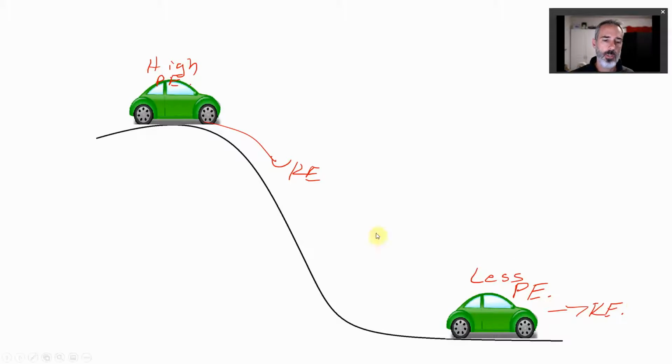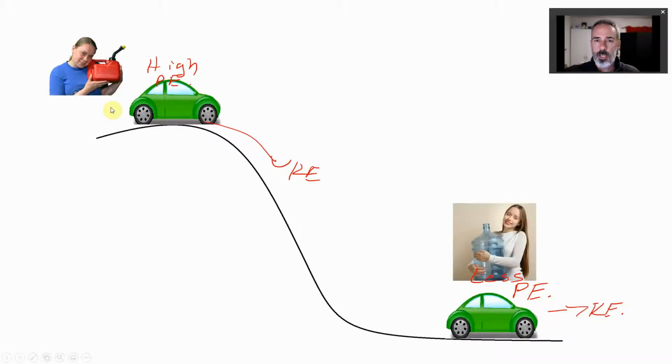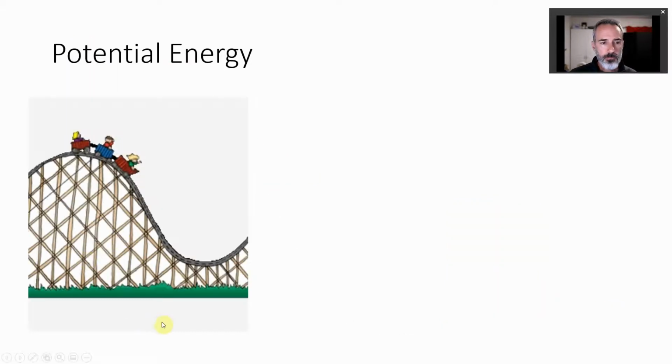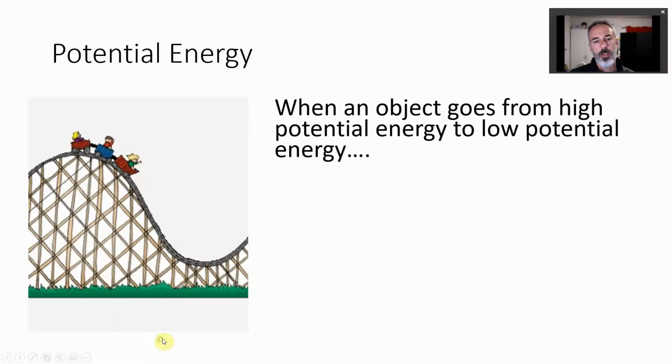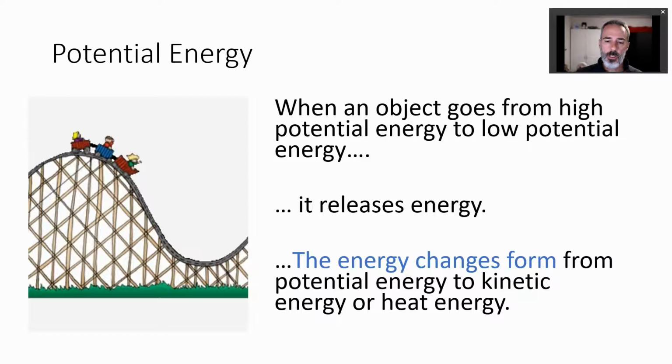Same thing goes with chemicals, right? The gasoline has a lot of potential energy stored in the bonds, and the water doesn't have very much at all. So it does relate to the roller coaster idea. It's the same thing. When an object goes from high potential energy to low potential energy, it releases that energy. But the thing that we need to know is if you've taken physics, most of that potential energy that you've looked at in physics turns into movement energy, kinetic energy. But here we're talking about heat energy.